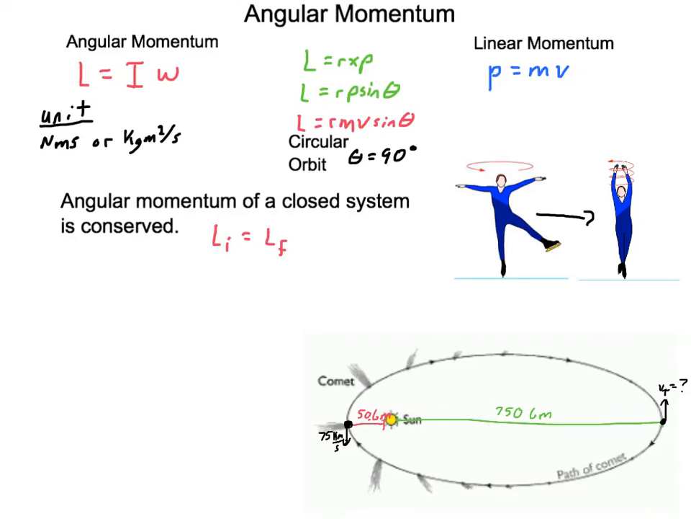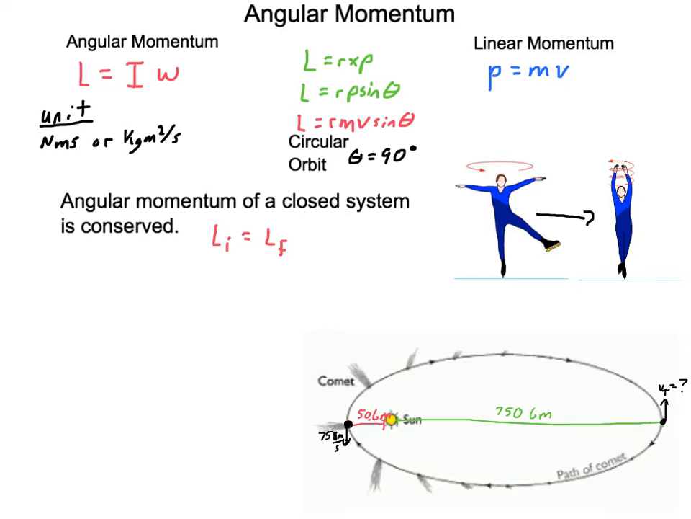Knowing the equation for linear momentum is mass times velocity, it should make a lot of sense to you that the equation for angular momentum, capital L, is moment of inertia times your angular velocity, omega. Now that has units of Newton meter seconds or kilogram meters squared per second. Now if you were only dealing with point masses, then you could actually use this equation over here.